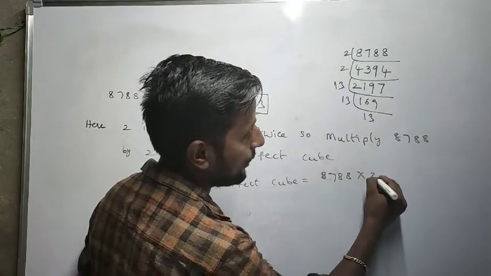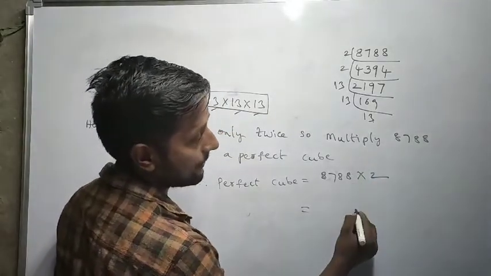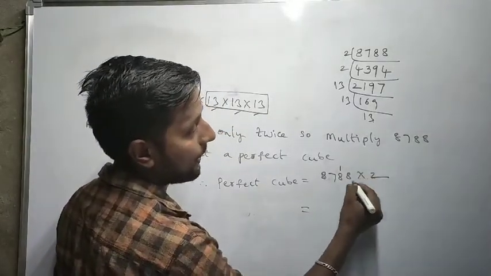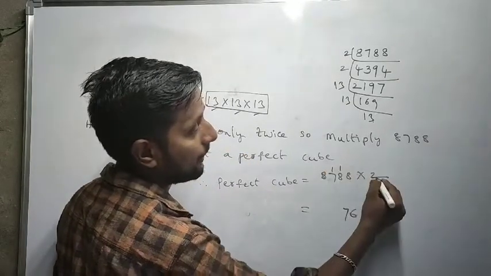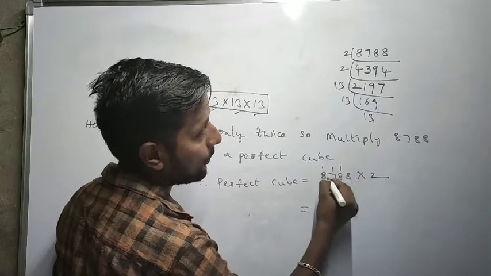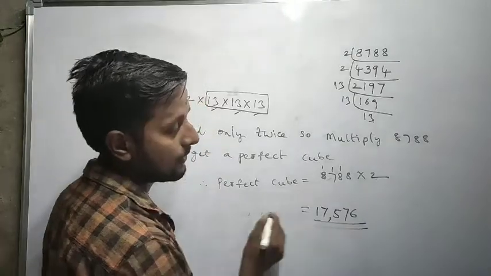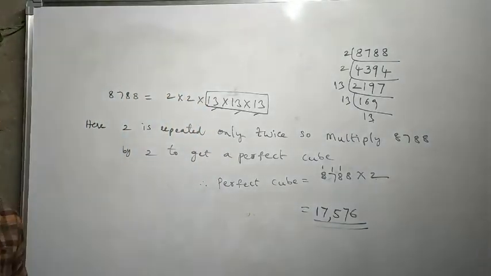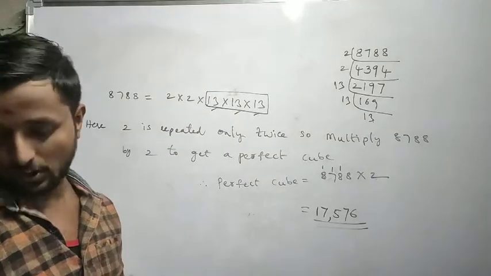8788 into 2. Multiply: 2 8s are 16, 1 carry. 2 8s are 16 plus 1, 17, 1 carry. 2 7s are 14 plus 1, 15, 1 carry. 2 8s are 16 plus 1, 17. So 17,576 is a perfect cubic number. Okay.